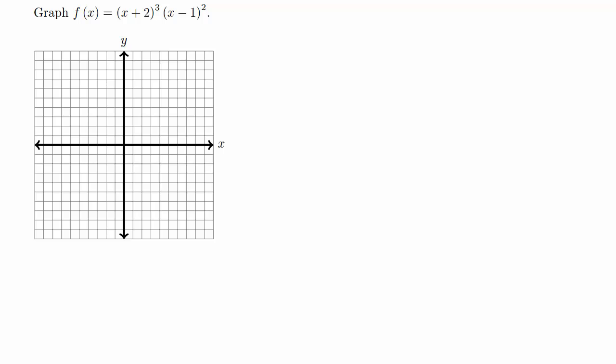Hello. In this example, we're going to graph f of x equals (x plus 2) cubed times (x minus 1) squared. In this type of problem, we don't need to find all the possible rational zeros because we can just see them by looking at the problem.